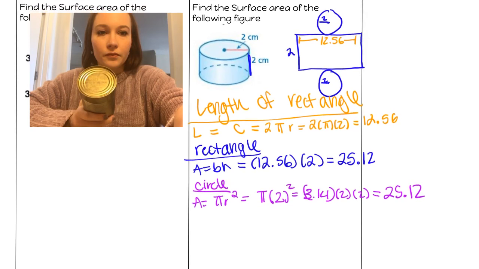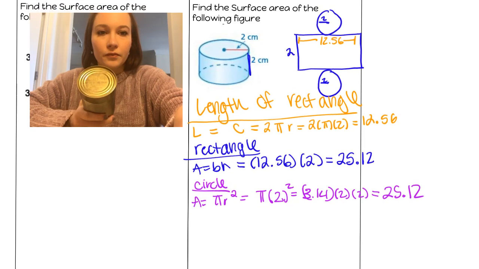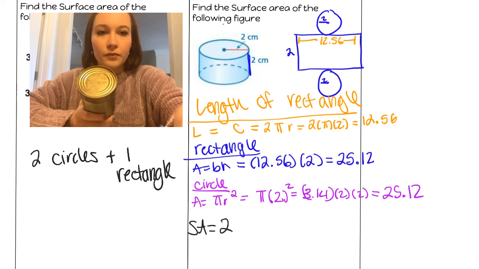Squish this down a tiny bit. So my surface area is 2 circles plus 1 rectangle. Okay? So I'm going to have 2 of the circles plus just 1 of the rectangles.